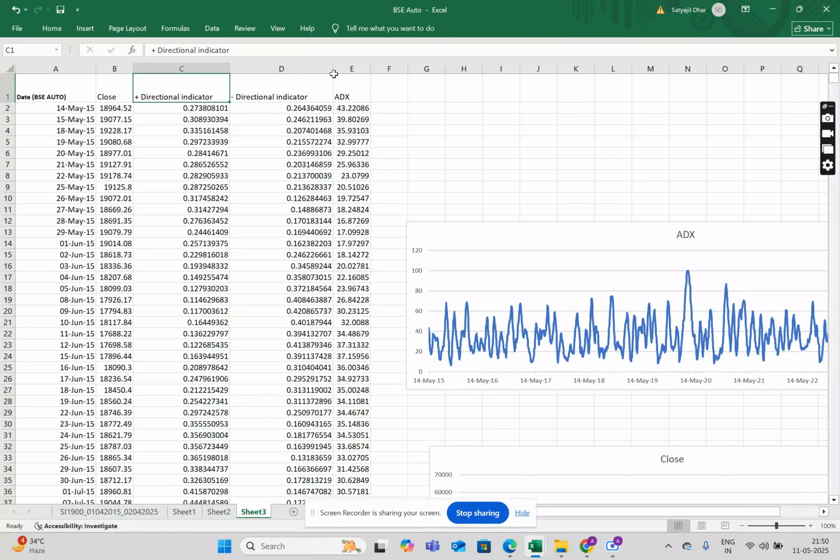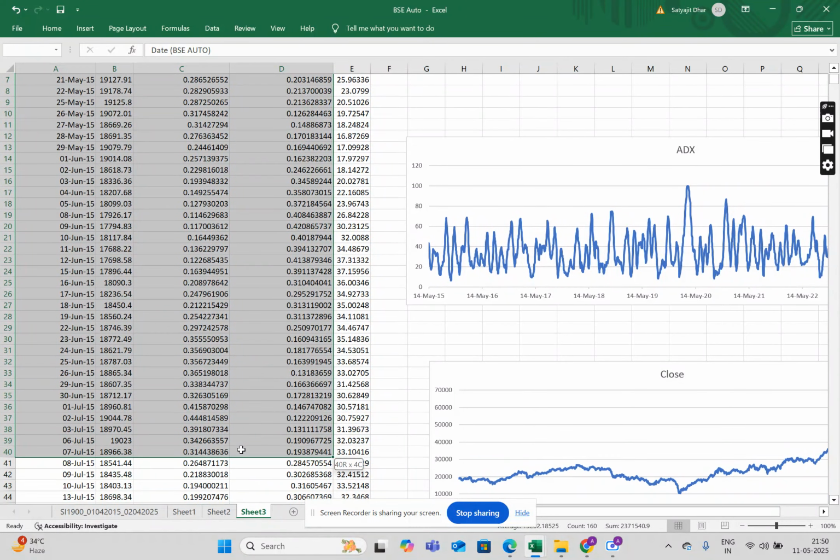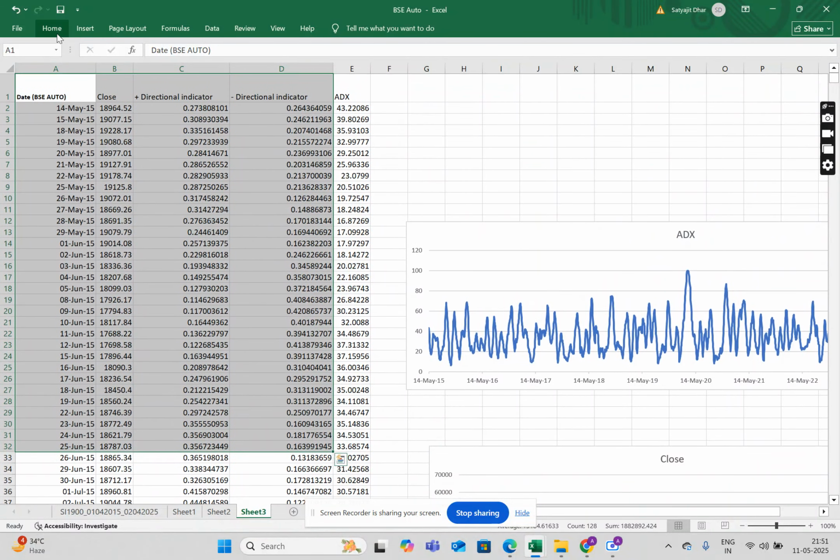So we can do some trading strategies also. Like a buy signal is when the positive DI is more than the negative DI, and a sell signal is when the negative DI is more than the positive DI. So we can actually plot three of them together for short periods. Let's do it for around 32 days, for a month.